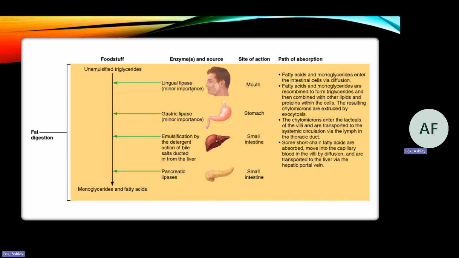So just looking at fat digestion again, we have lingual lipase, which doesn't help a lot, not as much as pancreatic lipases. Gastric lipase isn't as helpful as well. Most of your fat digestion is going to happen with emulsification by bile salts from the liver, stored by the gallbladder, and the pancreatic lipases.